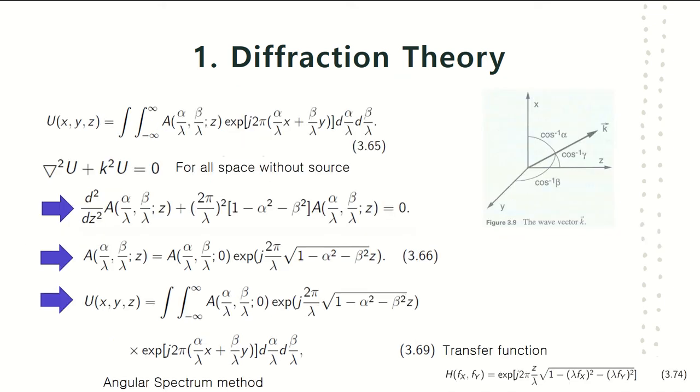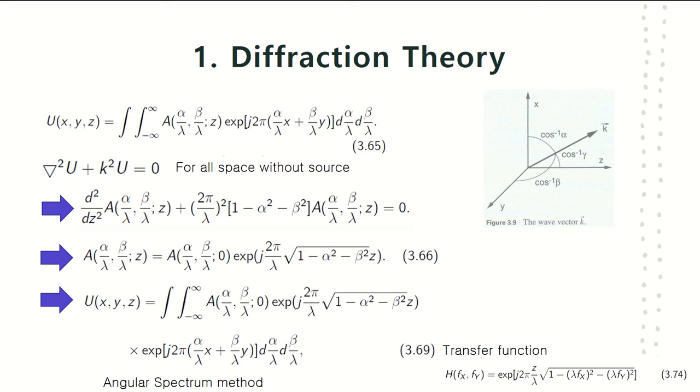If we put equation 3.65 into the Helmholtz equation, A must satisfy the differential equation, and the elementary solution of the differential equation is equation 3.66. And finally, putting this equation into equation 3.65, we can get equation 3.69. And this is the angular spectrum method.